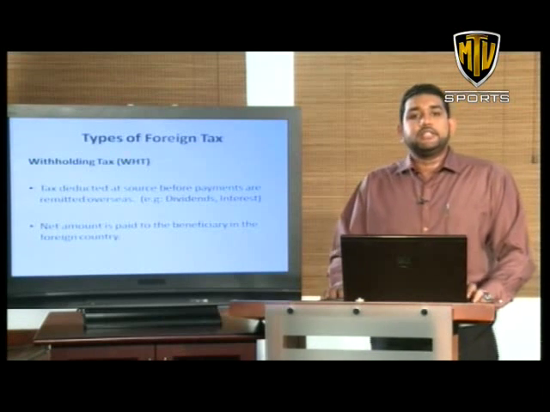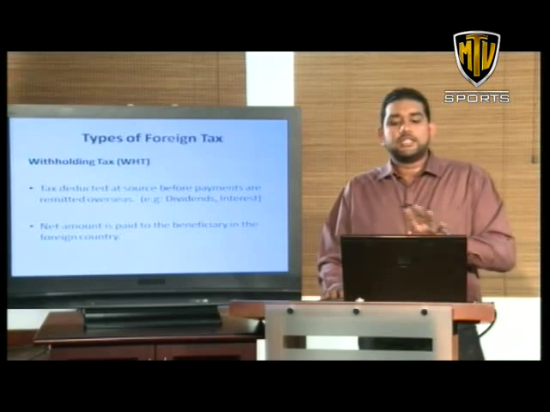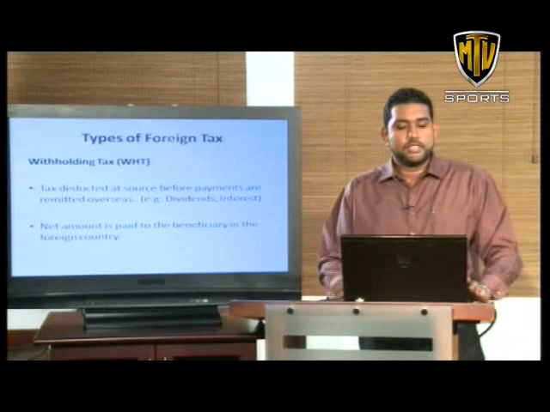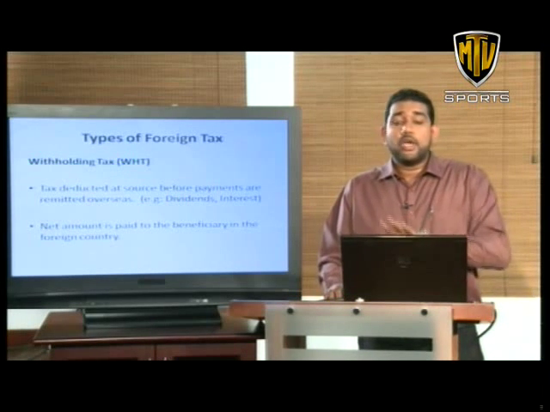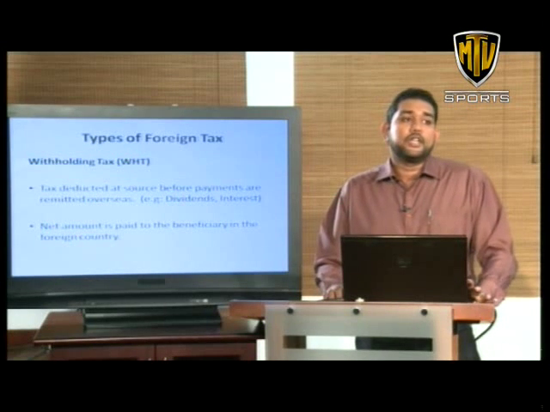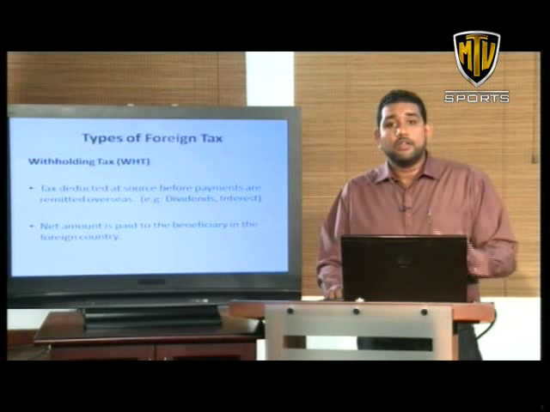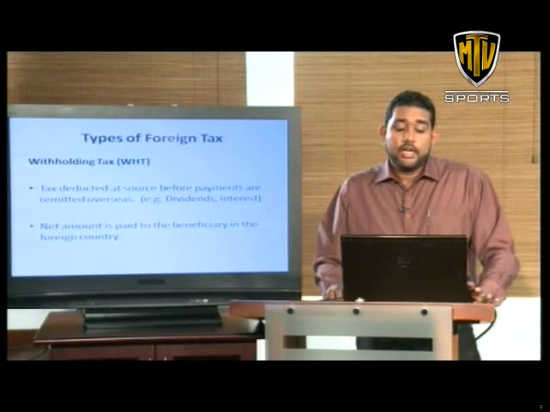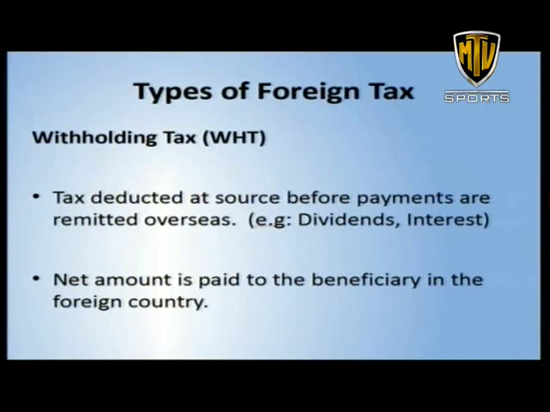When we say foreign taxes, there are various types of foreign taxes that we need to consider. However, for your examination purposes, there are only two types of foreign taxes that will be discussed. The first one being withholding tax. It is a tax that is deducted at source before payments are remitted overseas. For example, withholding taxes are levied on dividends, interest, etc. And it is the net amount that will be paid to the beneficiary in the foreign country.